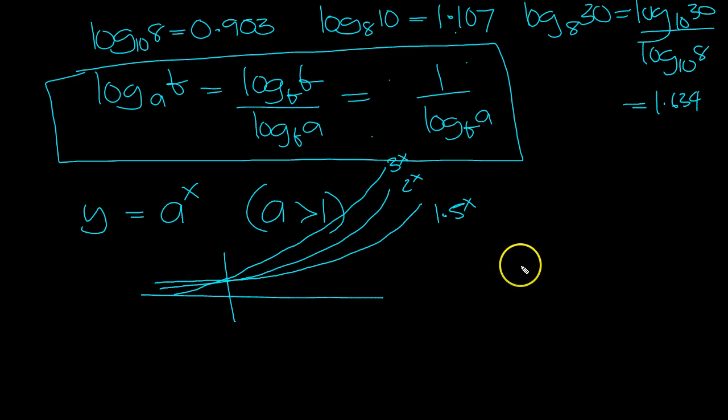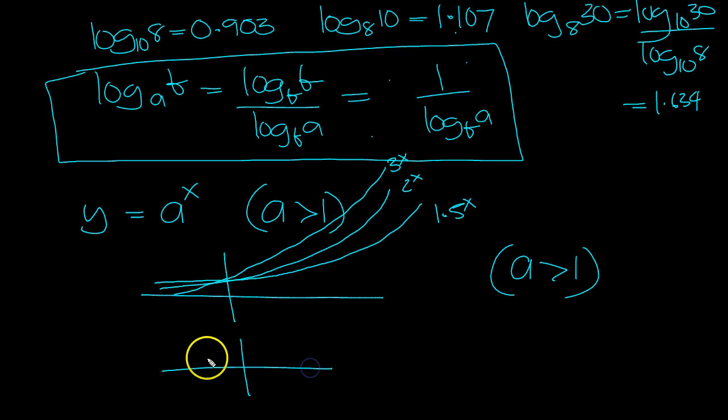So we've got that. This is for a greater than 1, as we said. If a were less than 1, then you'd have a curve going the other way. This would be for a less than 1. So that's what these curves look like, just from a pictorial point of view.